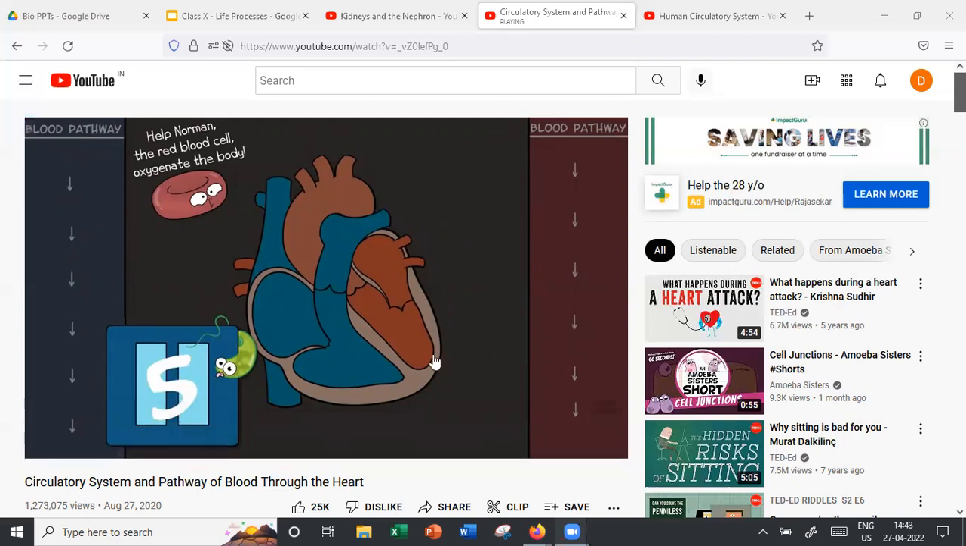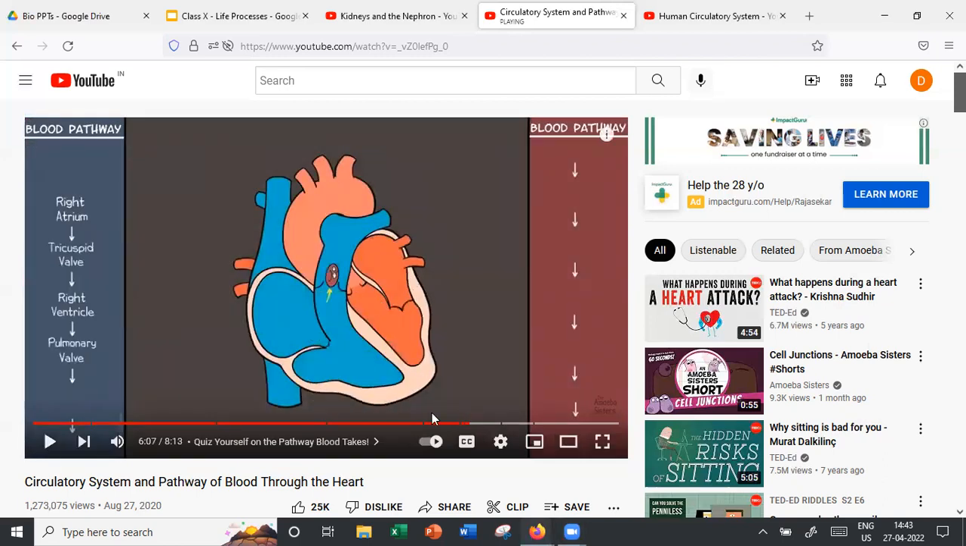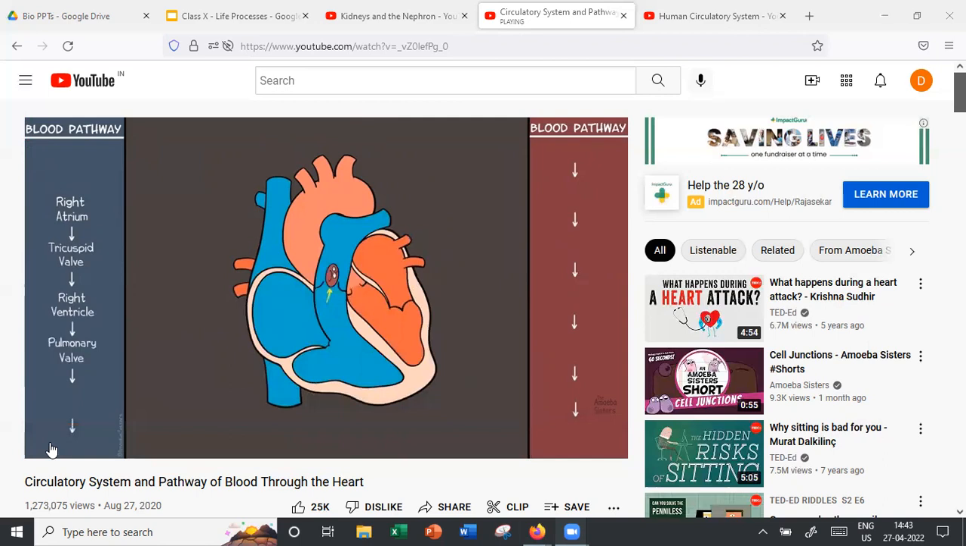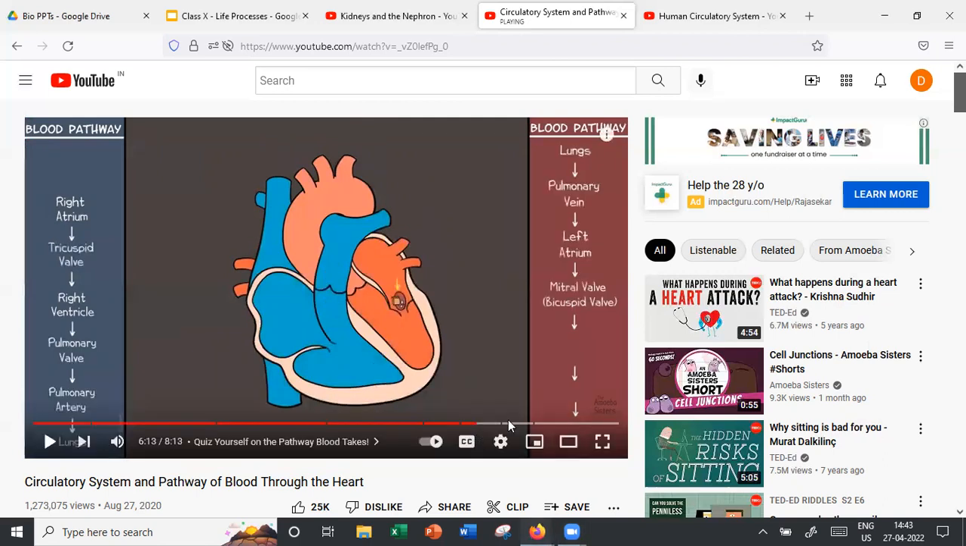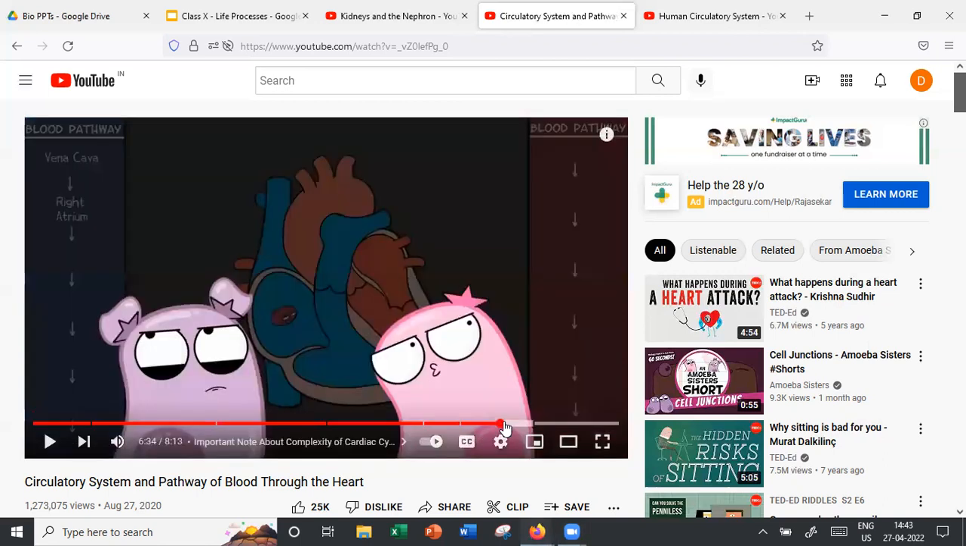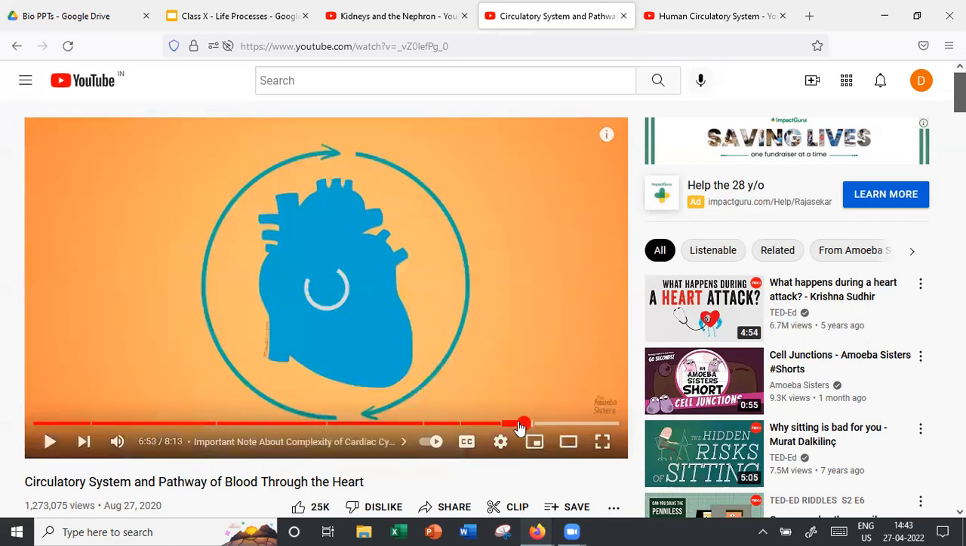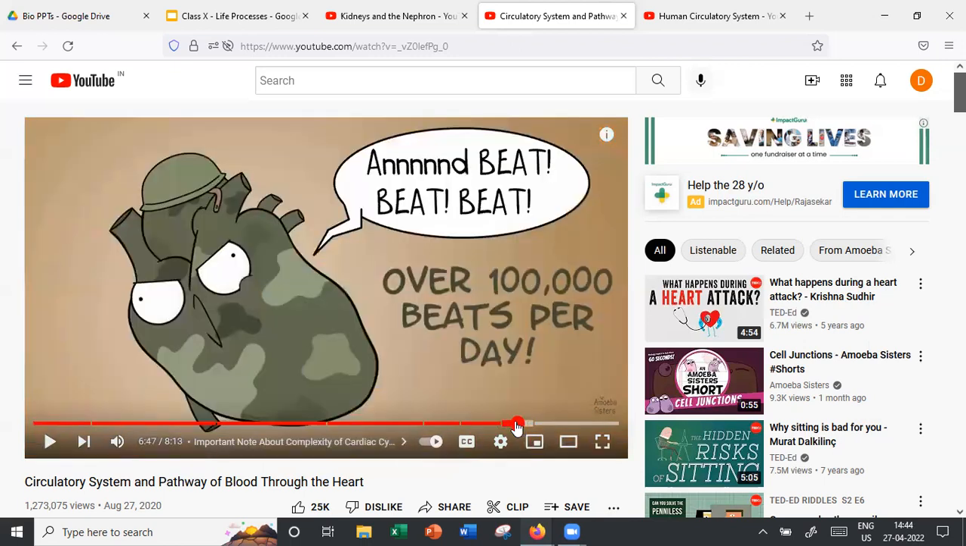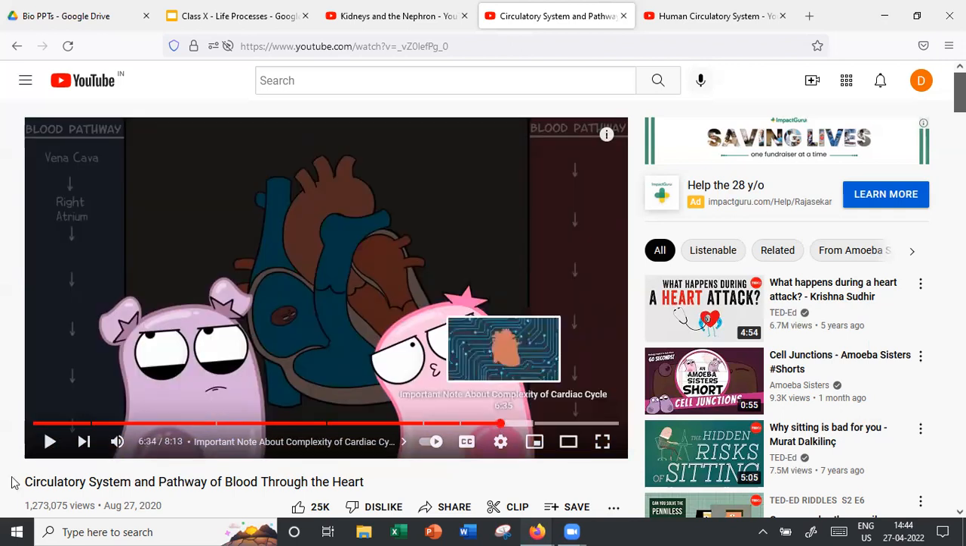Okay, all together. Right atrium, tricuspid valve, pulmonary artery, lungs. Pause. Yeah, this is just the same thing. Let me just see if I had to explain. Yeah, these are some facts. No, I'll just show it.